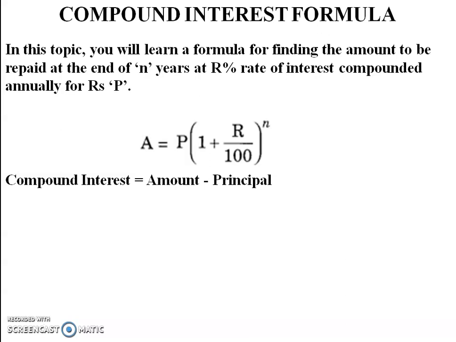Students, you may have a slight confusion here. In this formula, A is the amount to be repaid at the end of n years. You are not getting compound interest directly; you are getting the amount directly. So, how will you calculate compound interest? Compound interest you can get by subtracting principal from the amount. I'll explain it using a problem.